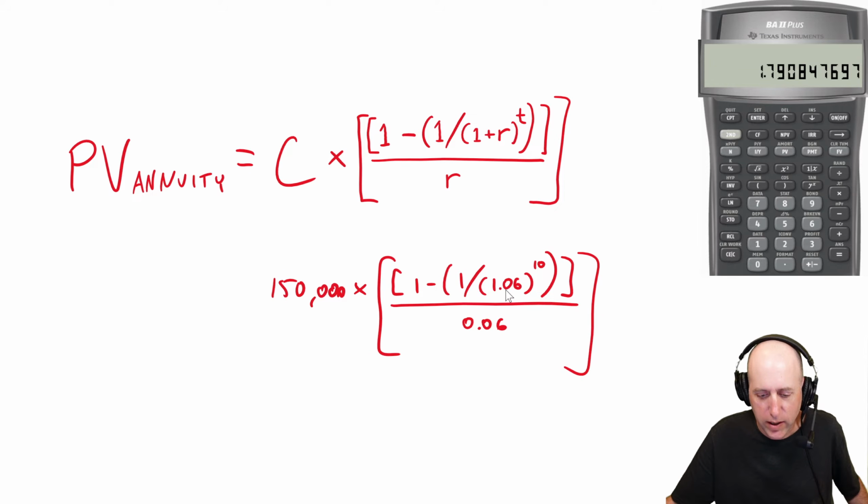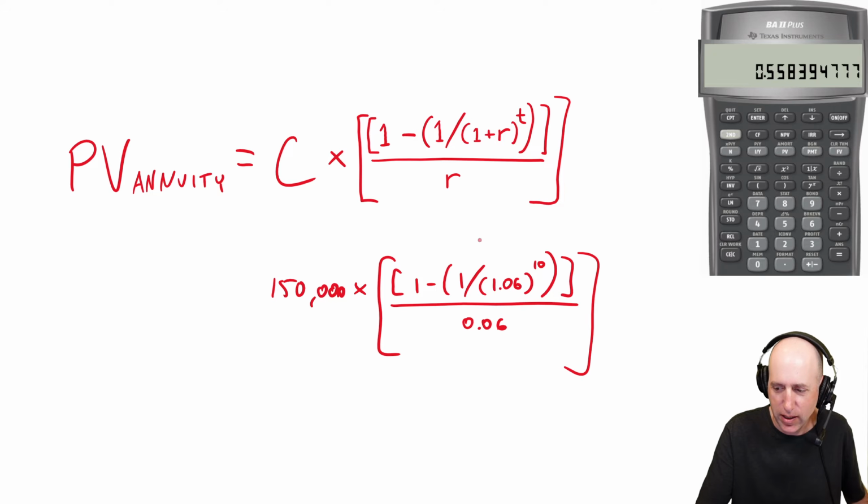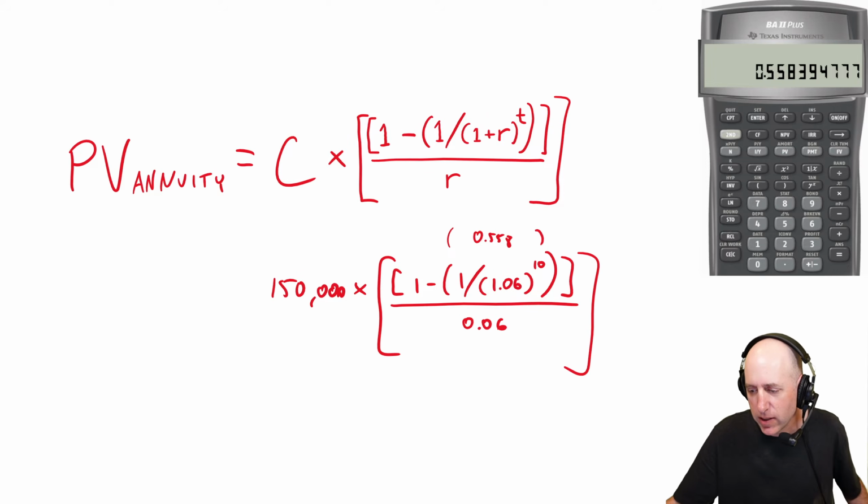Then we want to go 1 divided by that number. Well, we actually have a 1 divided by that number button in our financial calculator. So I go 1 over x. So now what's inside this bracket is 0.558. I'm going to just keep it in my calculator, though. So I go 1 minus that number. The way I do this is I just go that number minus 1, and then I hit the plus minus button. So 1 minus that number is 0.441.